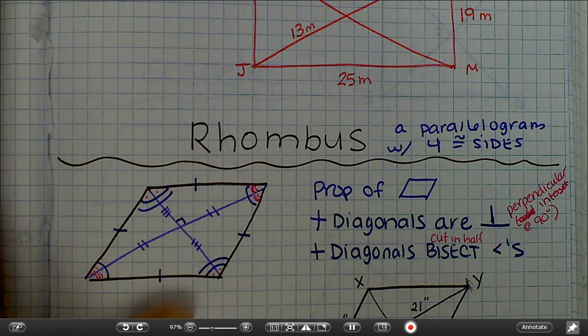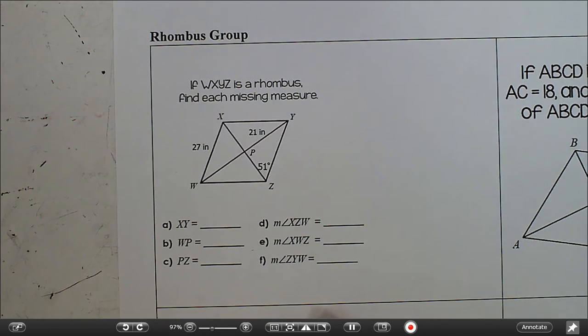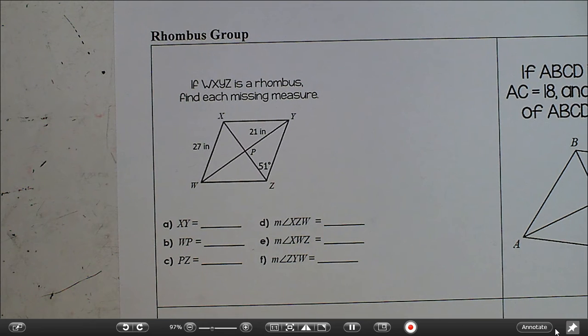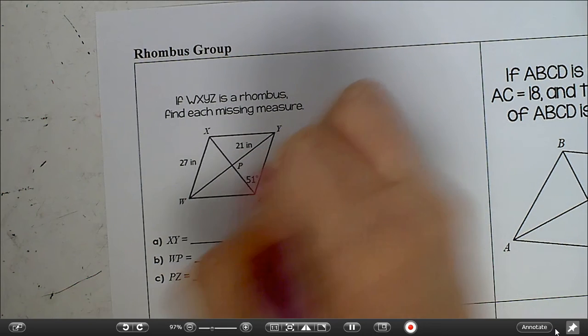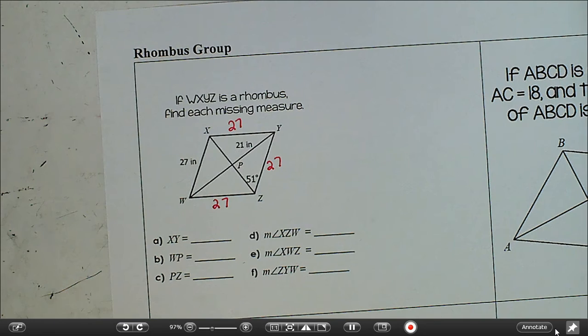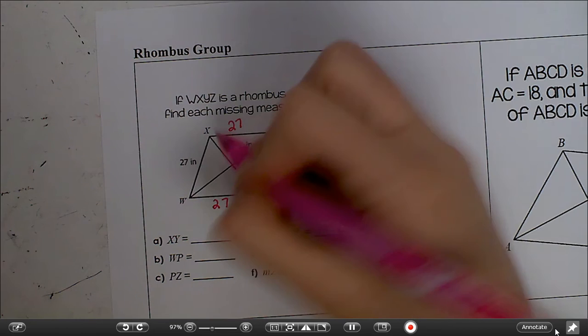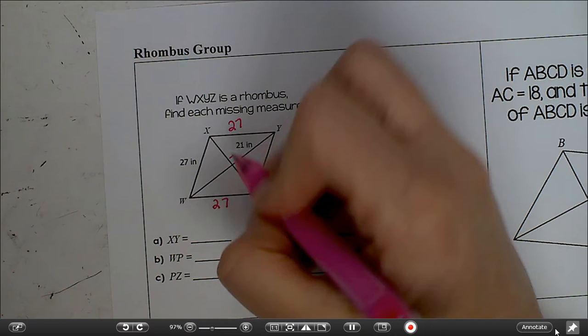All right, let's do a couple examples. If WXYZ is a rhombus, find each missing measure. So this is the kind, again, that seems more complicated, like it just feels more complicated. And we're just going to go through and figure out everything that we can. So opposite sides are congruent. Well, in a rhombus, all sides are congruent. So I'm going to put 27 on all the sides. And then we know that the diagonals are perpendicular and that they bisect each other.